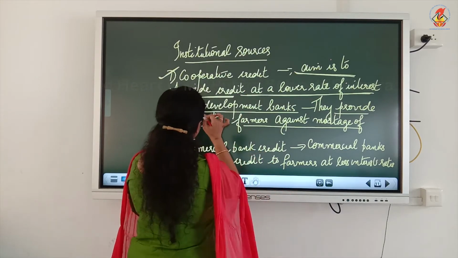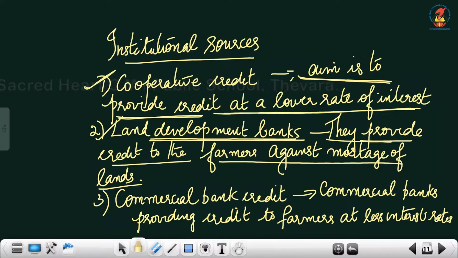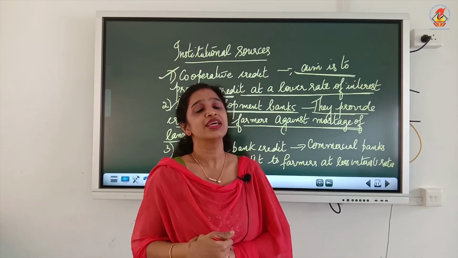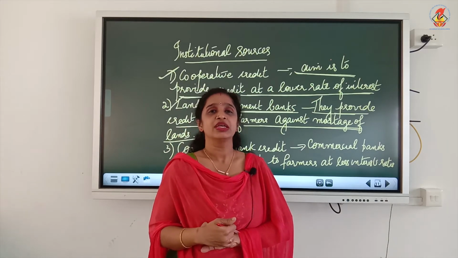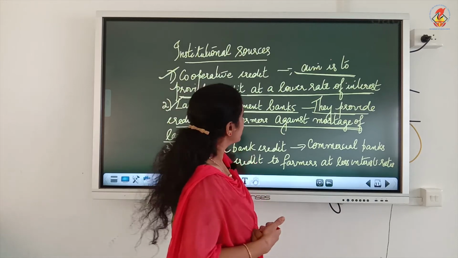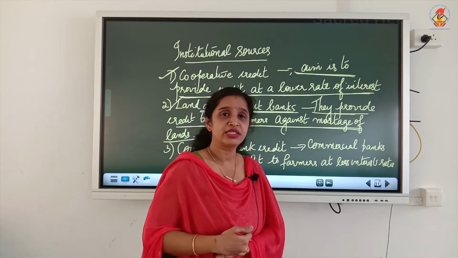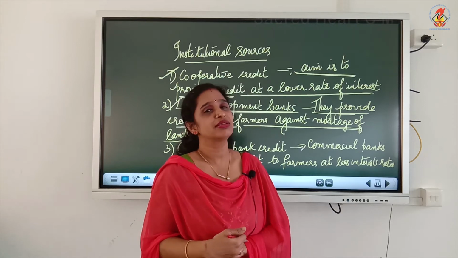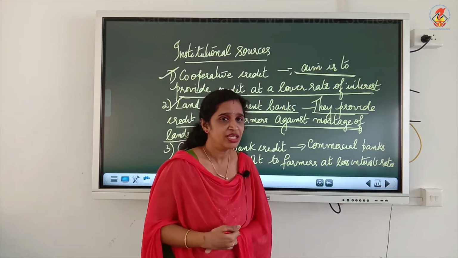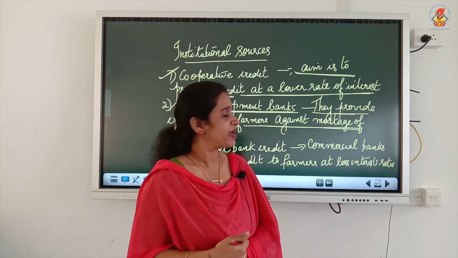Point number 2, land development banks. They provide credit to the farmers against mortgage of land. So the land of the farmers is a security that they are giving to the bank. So credit facilities will be given to the farmers, and when they repay the amount, the farmers will become safe. So it is a kind of credit facility which is given to the farmers against the mortgage of land. So their land is the security given to the banks. So they have to repay the amount for getting their land back.